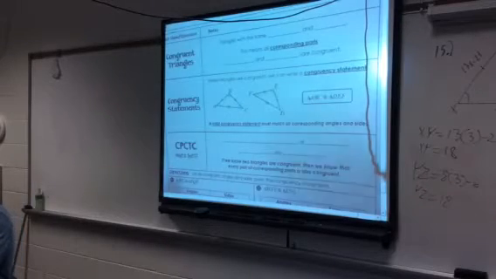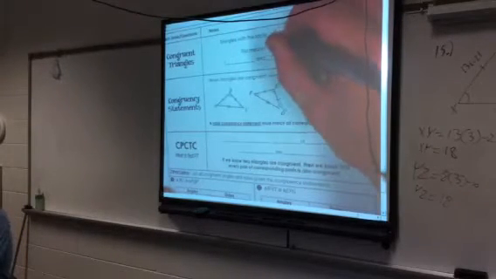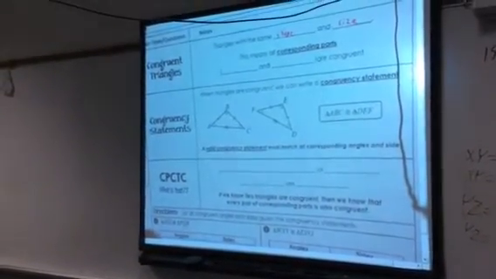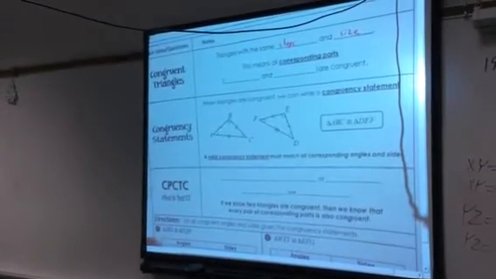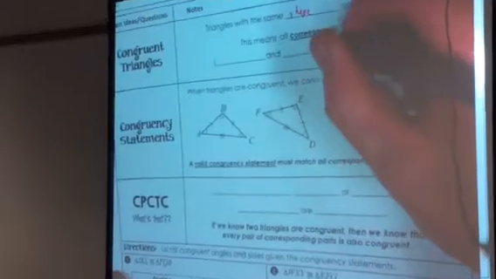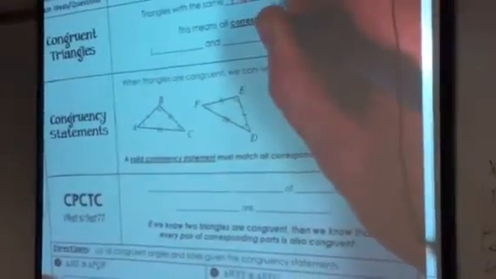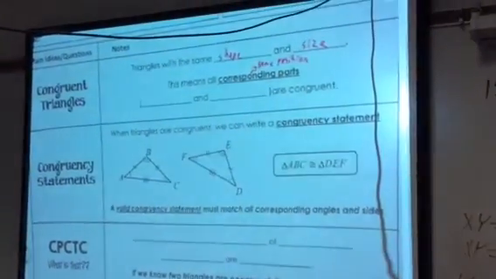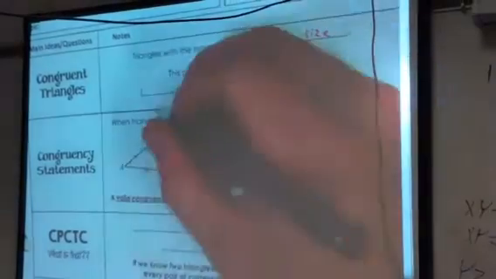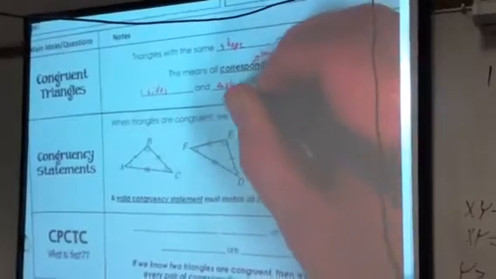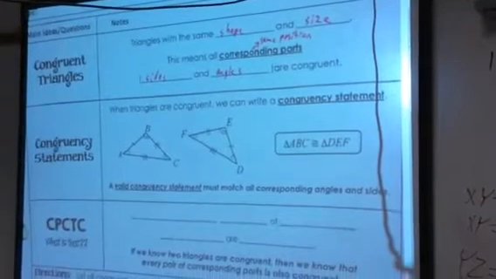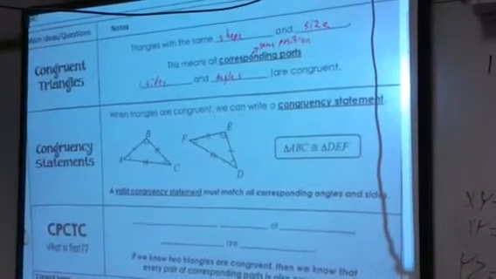Triangles with the same shape and size. This means all corresponding, and remember, corresponding means same position or same place. This means all corresponding parts, which would be the sides and angles, are congruent to each other. And so that's what it shows you in this next piece, the congruency statement.